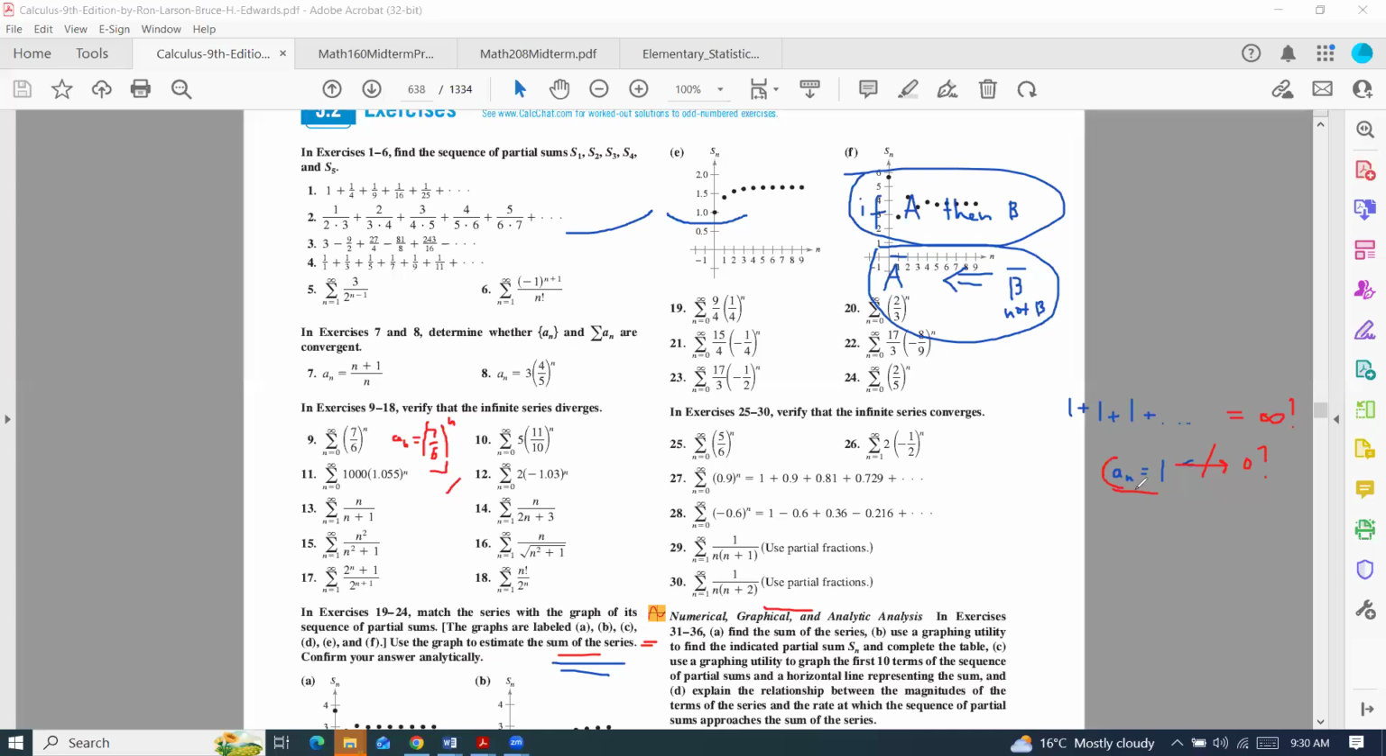It has to approach 0. The whole point is that the nth term needs to approach 0. If it doesn't, because our nth term does not approach 0, well done, the series is divergent.